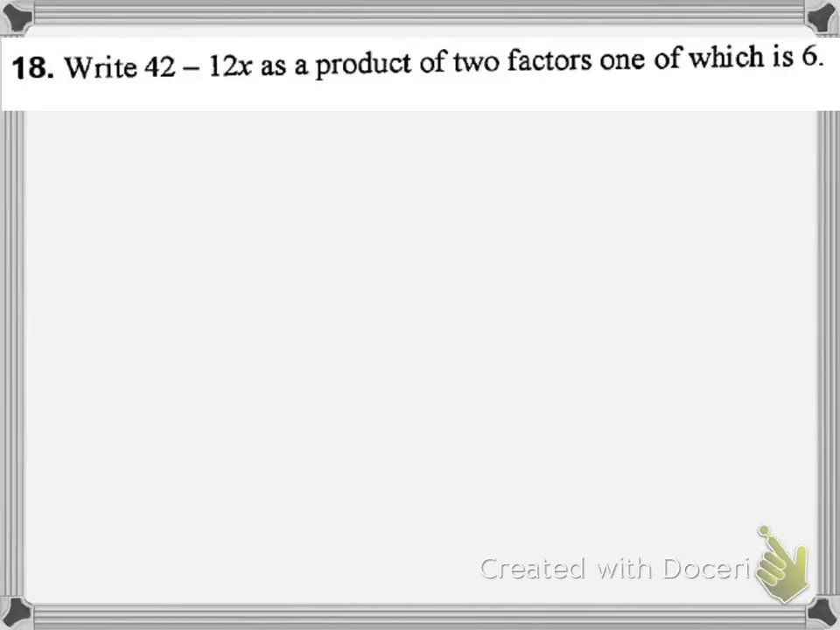Okay, number 18 says write 42 minus 12x as a product of two factors, one of which is 6. So one of the ways that students get mixed up is they look at two factors and they think of a factor as 6 and then times another number. But a factor can be anything that you multiply by 6.